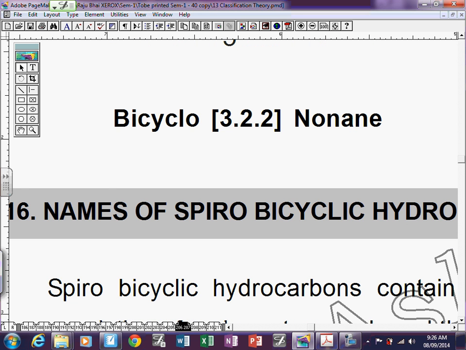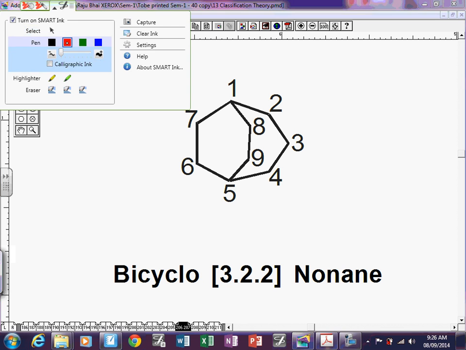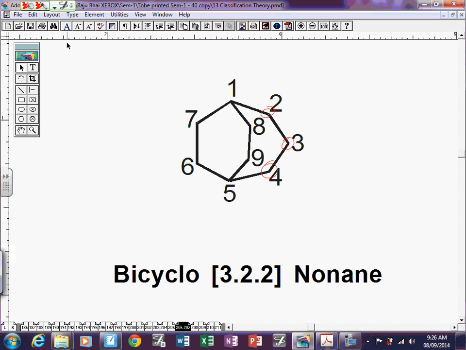This particular program I'm using for the first time. You can see over here 1, 2, 3, 4, 5, 6, 7, 8, 9. So it's bicyclo in normal brackets. If we count the number of carbons: 1, 2, 3. So 3, 1, 2, 2, and 1.